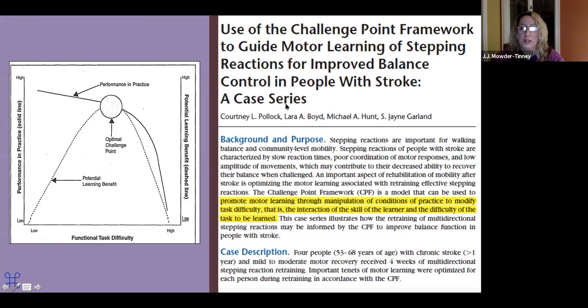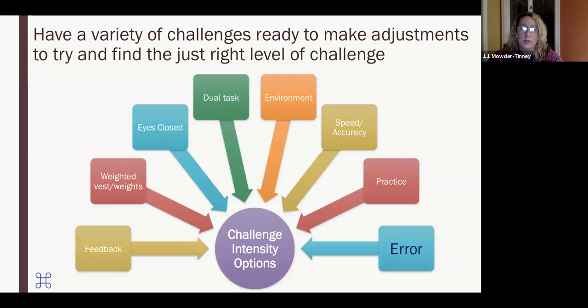And this is one of the articles on the challenge point framework. You see this is a different graph than the one I showed you earlier, but it's just what we've talked about. You're just trying to find the just-right, the three bears porridge level. So my main takeaway that I want to emphasize is that we do not know what this is, and anyone who says they do, doesn't, because it's different for every patient. So give yourself some freedom to recognize and reflect. Is it working? Am I challenging them? Try it, and if it doesn't work, then move on.